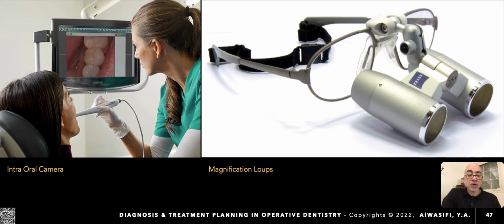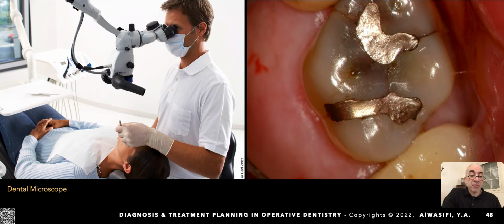Another way is using microscopy, which is much more important in endodontics than in operative dentistry. It is also useful and helpful in operative dentistry, but it is commonly used in endodontics because it is more beneficial from the economic point of view. As you can see on the right side, you could diagnose even micro cracks and full details of the cavity margins.